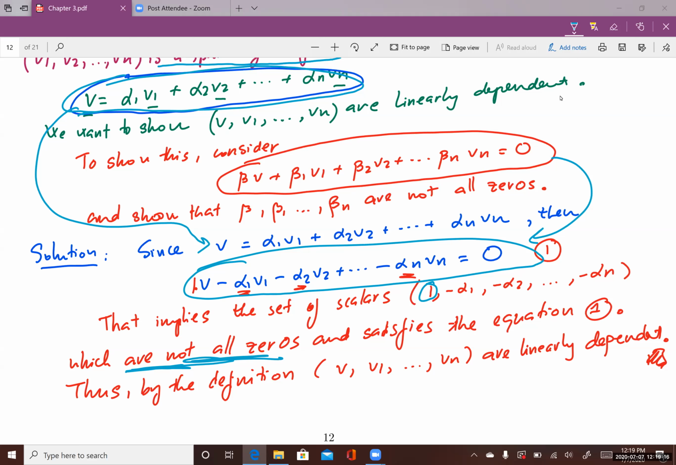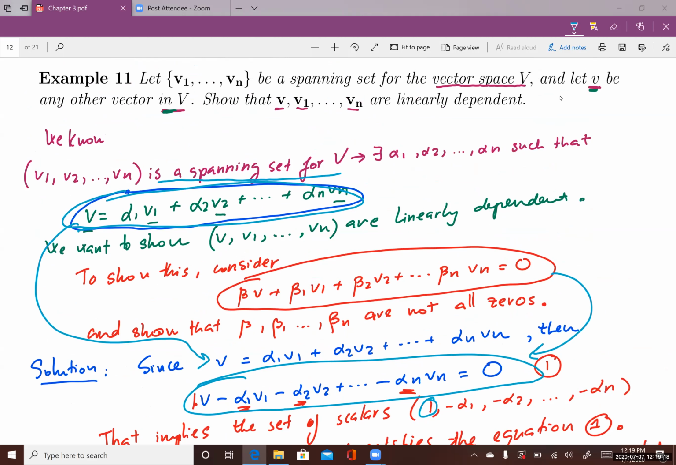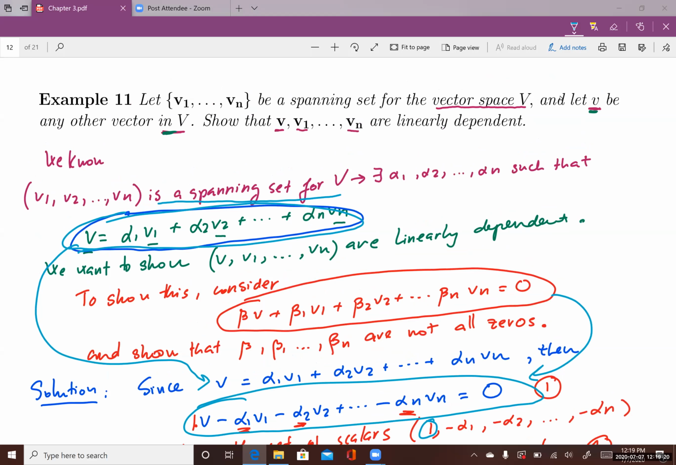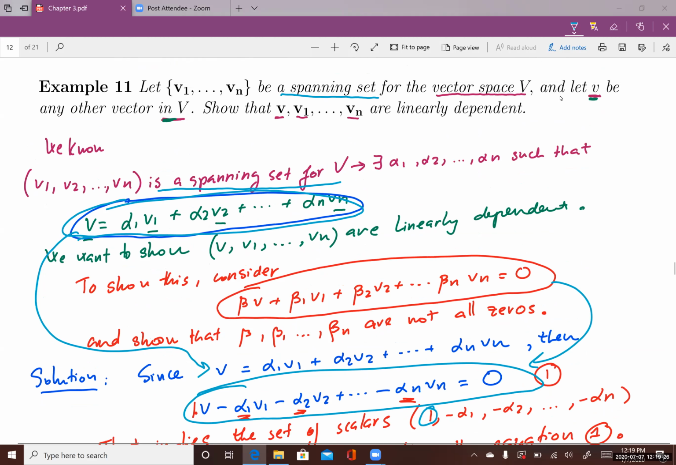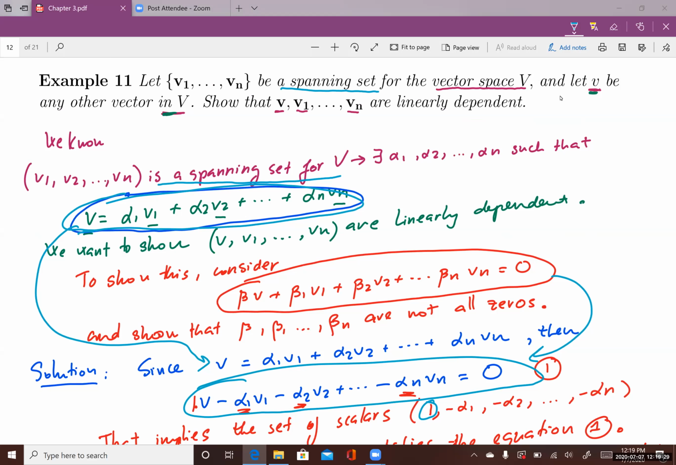This is how you use the definition of linear independence of a set of vectors, and the definition of a spanning set for a vector space, to show that if you have a set of vectors that is a spanning set of a vector space, and v is another vector in the same vector space, then the set of vectors v, v1 to vn is linearly dependent.